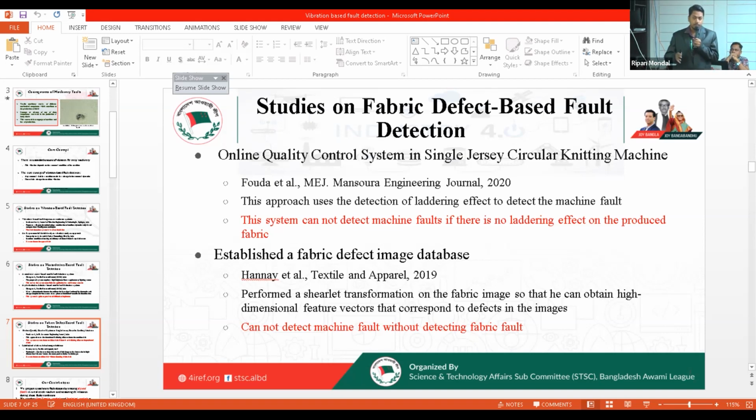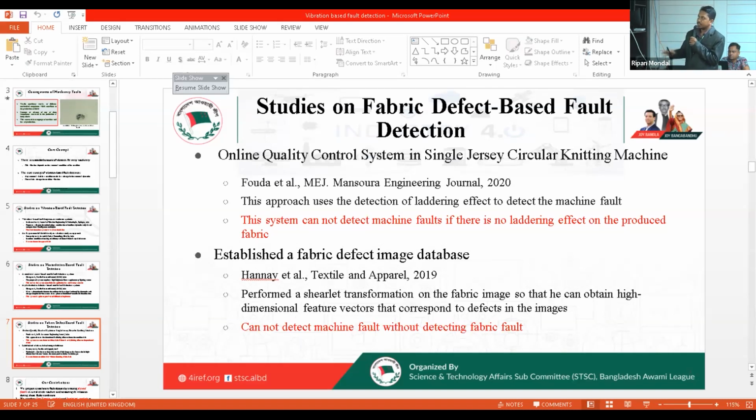So what we try to do is that we created 6 real faults in the machine, and we measured the vibration during those fault conditions. And after that, we did fast Fourier analysis. From that, we found out the machine frequency during those fault conditions. We also did statistical analysis to extract the statistical features. From these 2 analyses, we found out if the machine vibration changes due to different faults in the machine. And after that, we applied our data set to 8 different machine learning algorithms so that the algorithms can detect the machine fault.